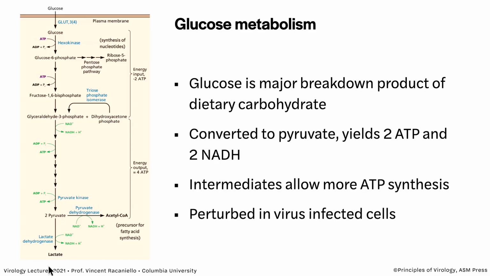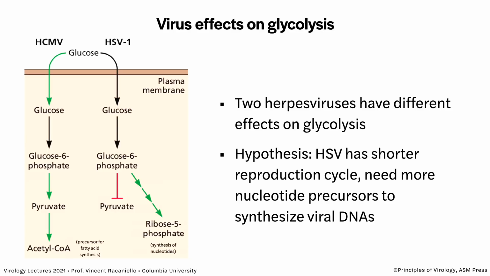So the adenovirus is somehow pushing glucose through this shunt at a higher rate than uninfected cells, because the uninfected cells are just, the medium is still yellow, is still red. So let's take a look at one example of perturbation. Here are 2 herpes viruses, herpes simplex 1 and human cytomegalovirus. And they have different effects on glycolysis.